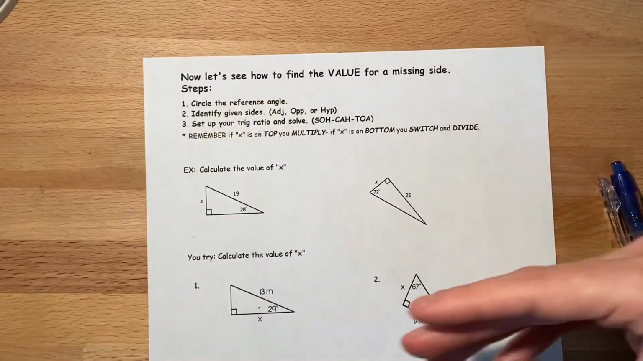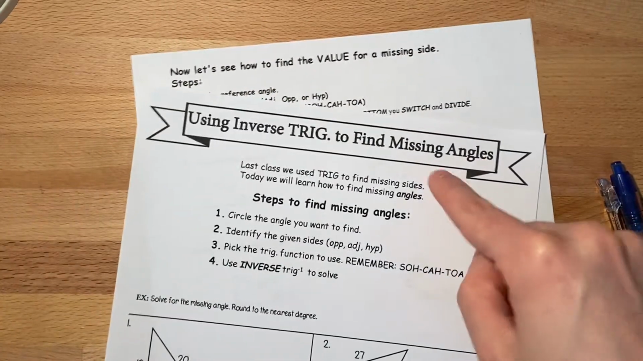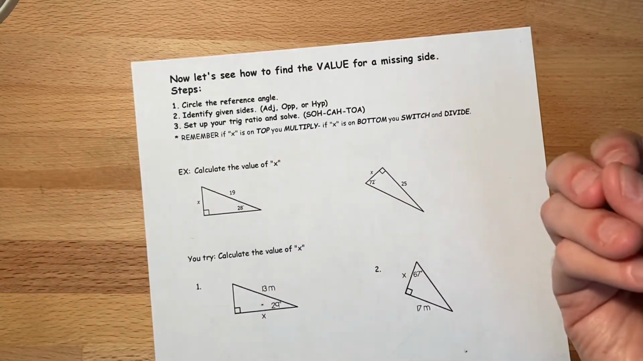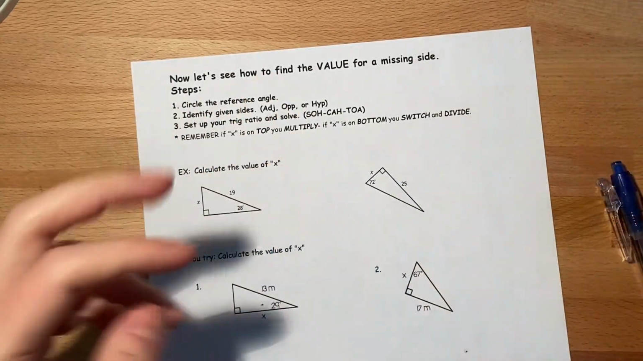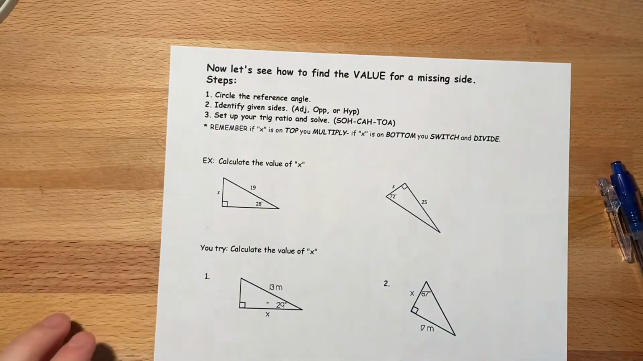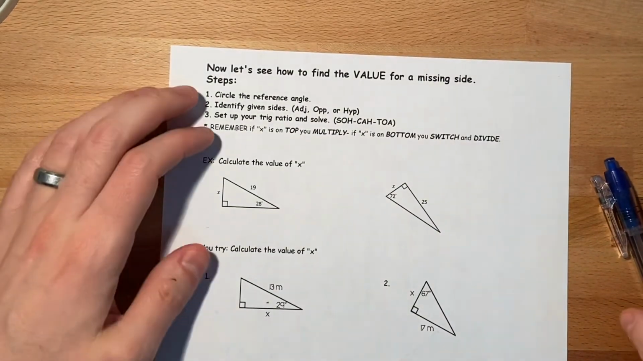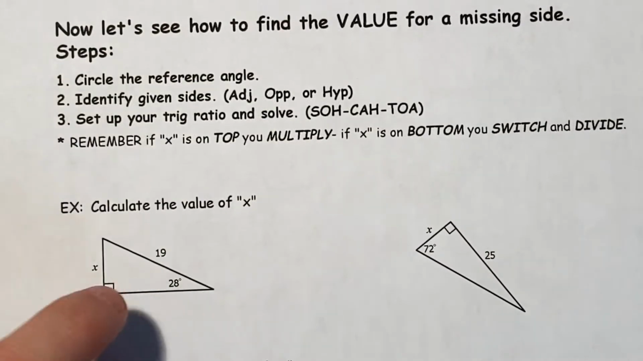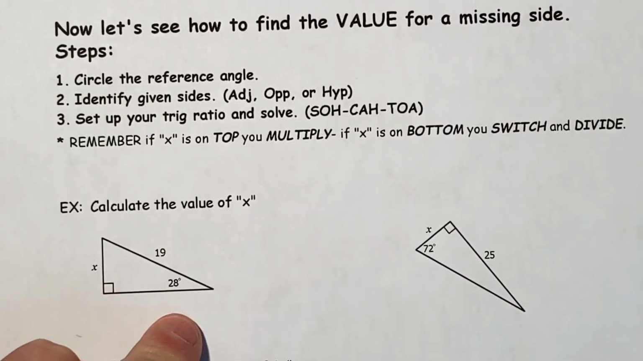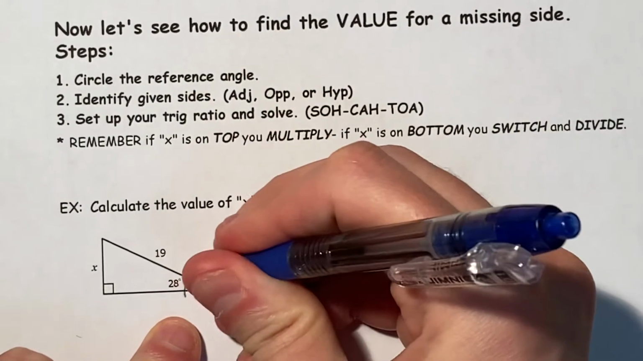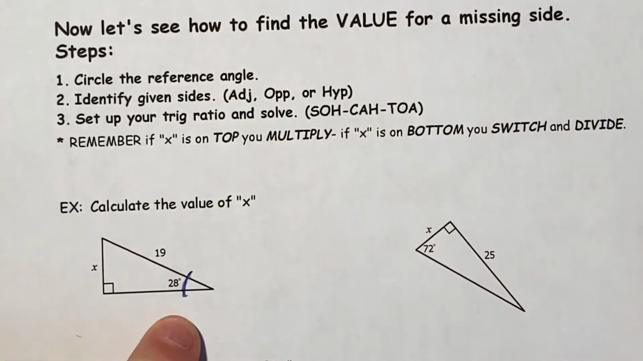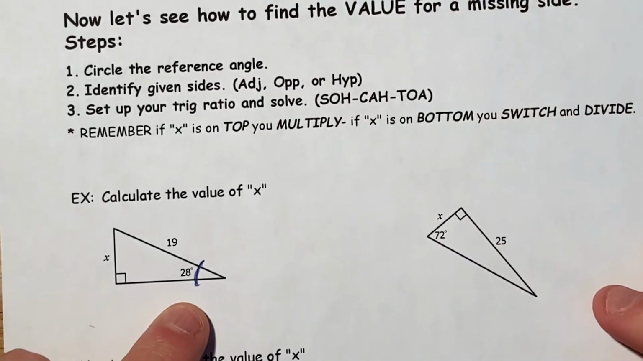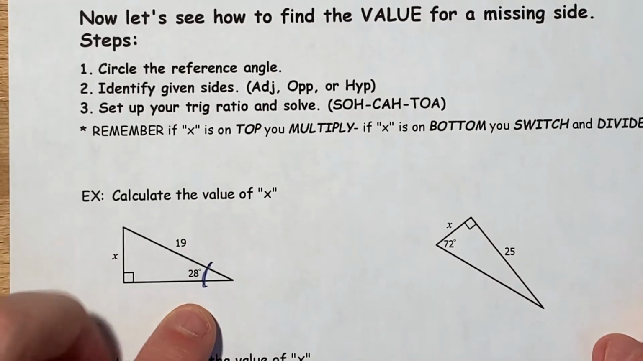Forget about this piece of paper, also finding missing angles. It's just how you're solving for the third thing that's going to change, but your equations are going to be set up the exact same way. So I'm going to be combining it into one video, and here we go. First we're going to circle the reference angle, or I just kind of mark it myself, and identify the 3 sides: opposite, adjacent, and hypotenuse, which is why we had that warm-up.